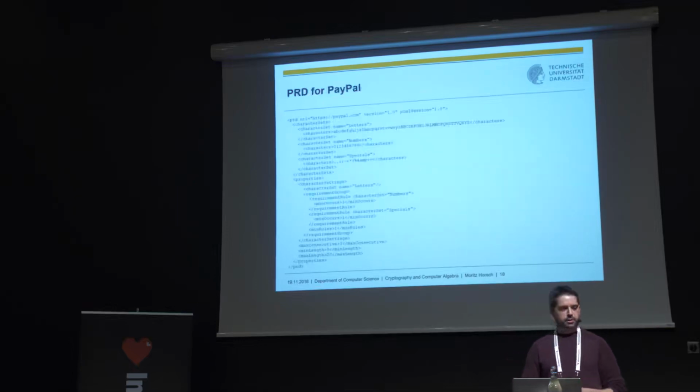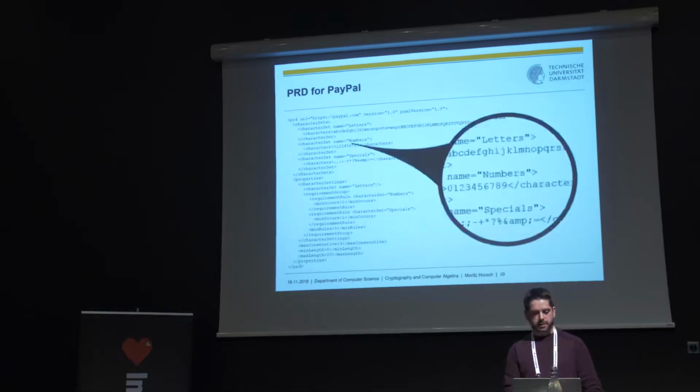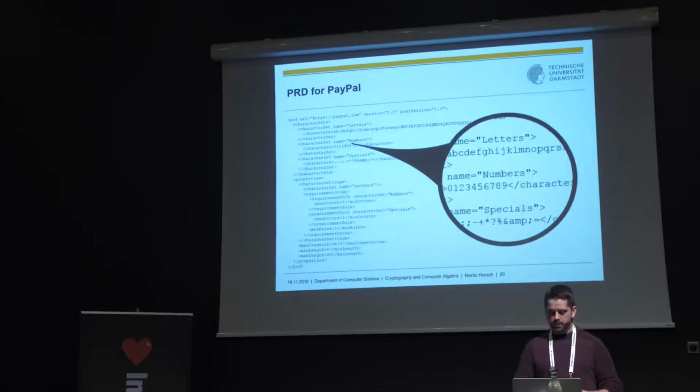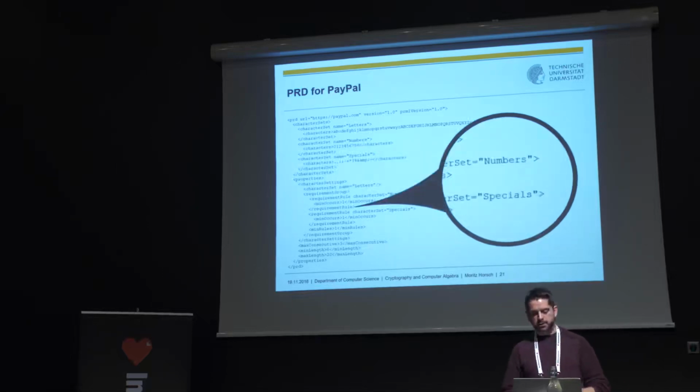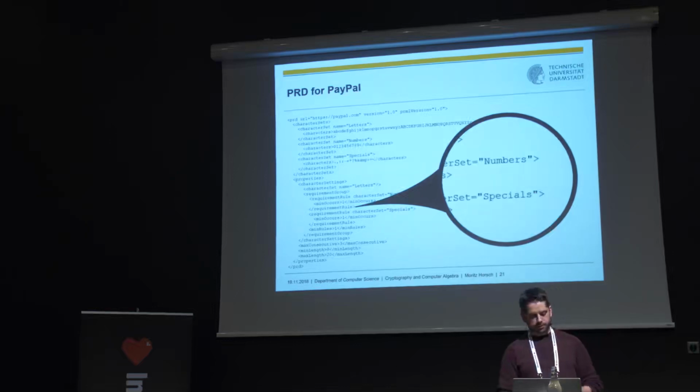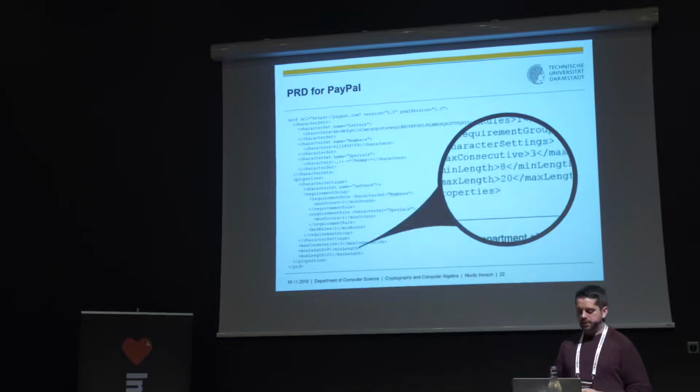So this is the PRD for PayPal. As you can see, it's an XML document which specifies at the beginning the character sets you can use for passwords at PayPal. As you can see here, you can use letters, numbers, and special characters. The PRD also specifies additional requirements, like that you should use at least one number and one special character. And most important, the PRD also specifies the minimum and maximum password length for PayPal.